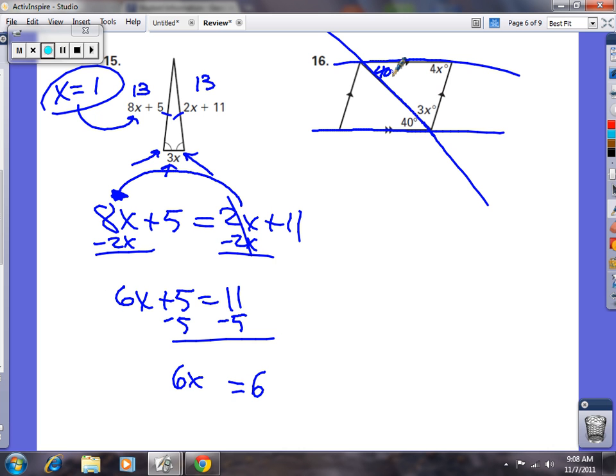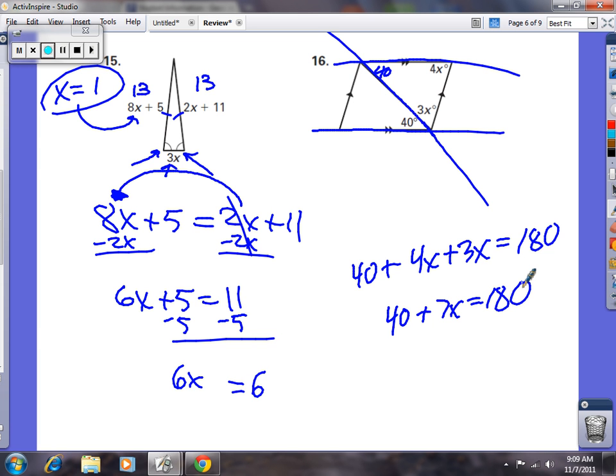Okay, now we're done. How many degrees in a triangle? 180. So let's look at this top triangle. Thomas, only the top triangle. If I take that angle 40 plus this second angle 4x plus this third angle 3x, all my angles always equal 180. So 40 plus 4x plus 3x is going to equal 180. Combine your like terms. You're going to have 40 plus 7x equals 180.